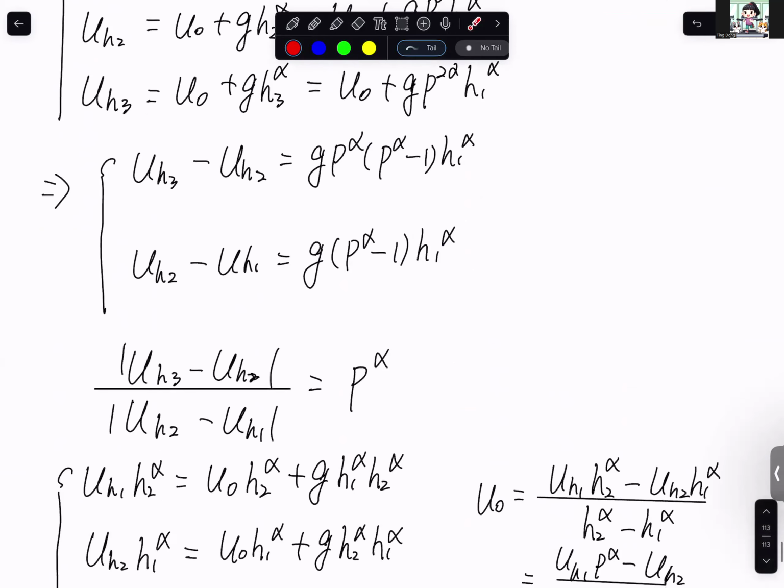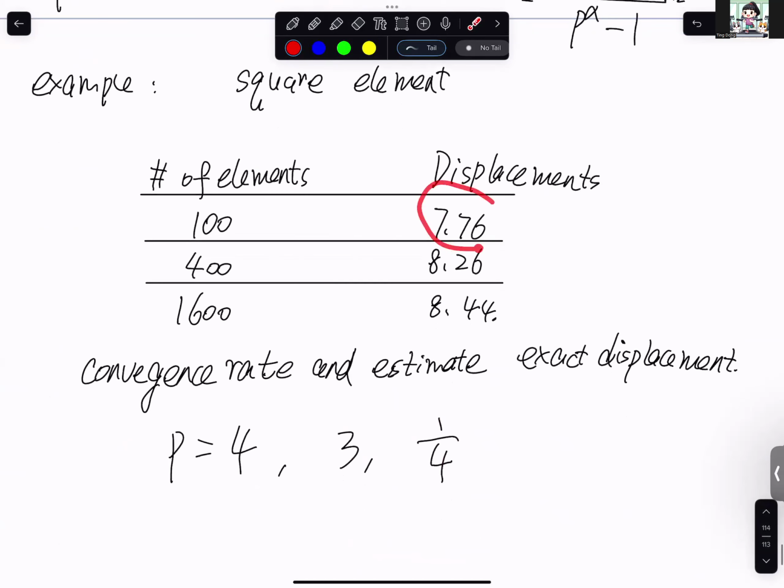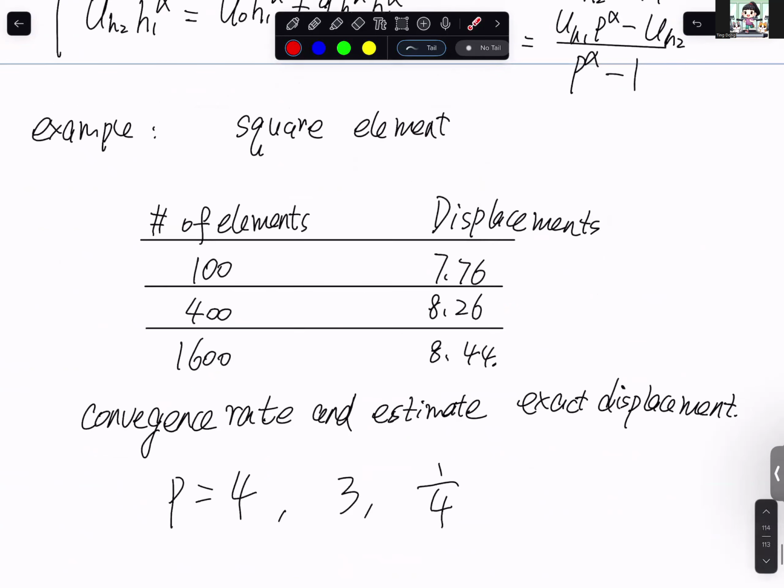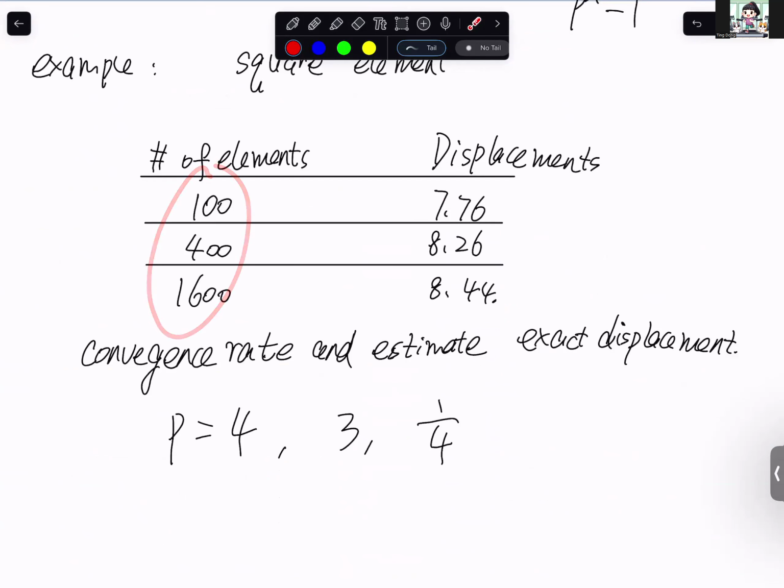Here, this side is the displacement result. So we consider this given information, because this is UH1, UH2, UH3. We can calculate this side. Okay. We need to find this P before we calculate the convergence rate. The convergence rate is also unknown. So we need to find the P based on this one first, and then we can calculate the convergence rate. So the question now is, what is the P? One-fourth.